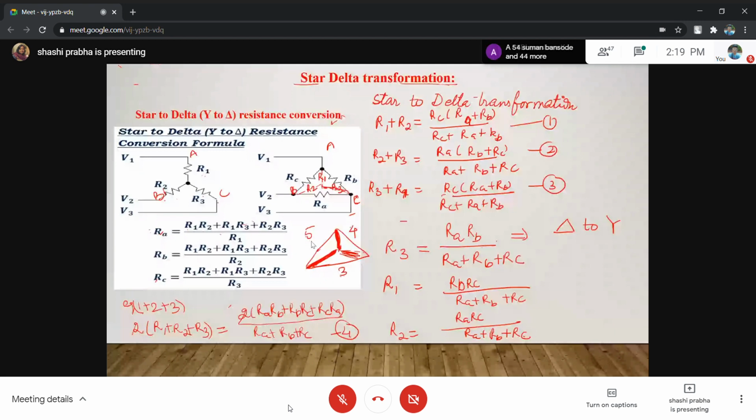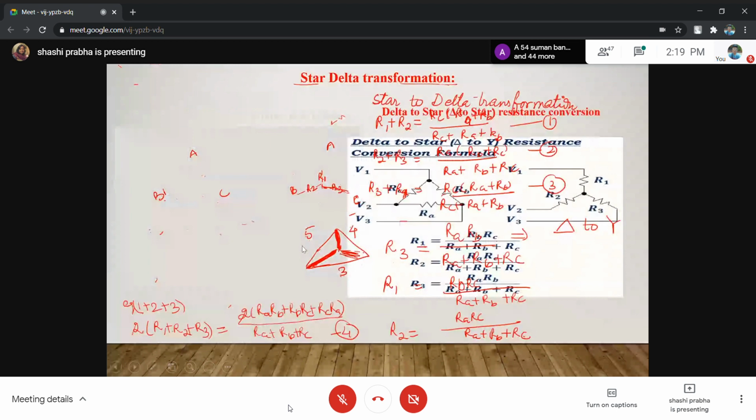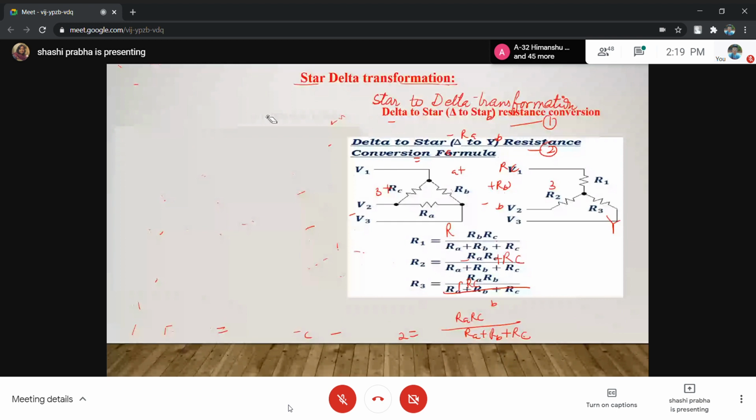क्योंकि फॉर्मूला तो बहुत मुश्किल है याद रखना, कहाँ पे ए लेना है, कहाँ पे बी लेना है. Just get this the other way around. तो अभी याद हो गया एक फॉर्मूला? हाँ, जल्दी से याद कर लो. अगर डेल्टा टू स्टार करना है तो क्या बनाना है?